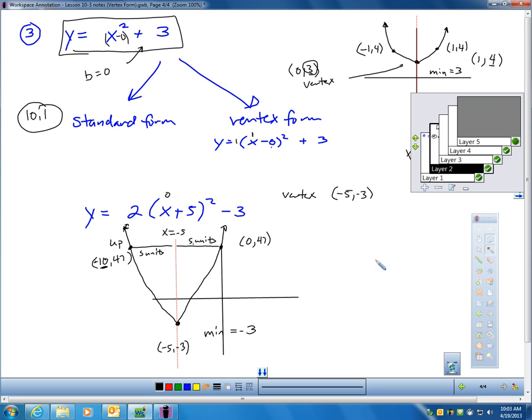Anyway, that's vertex form quadratic sketching, the third kind of sketching, and I believe the final kind of sketching that I will be having you do in this chapter. If we have questions, we can ask those in class tomorrow. I'm going to stop the video now.